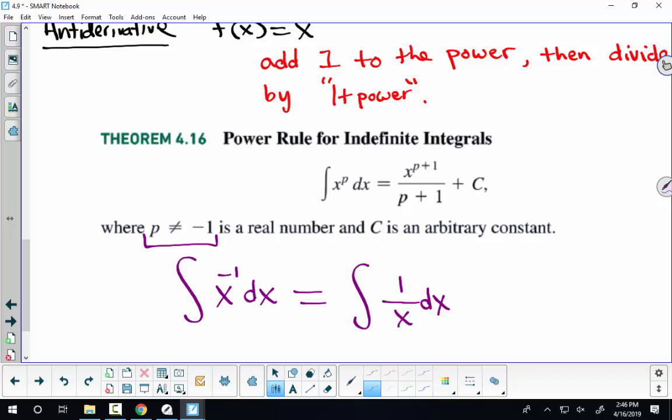The only power we don't view as a power per se is the -1. We view that as 1 over x. Any other things like that, we always translate to a power, so we can find the antiderivative using the power rule. But this one is the only exception. So that's why the power can't be negative 1.